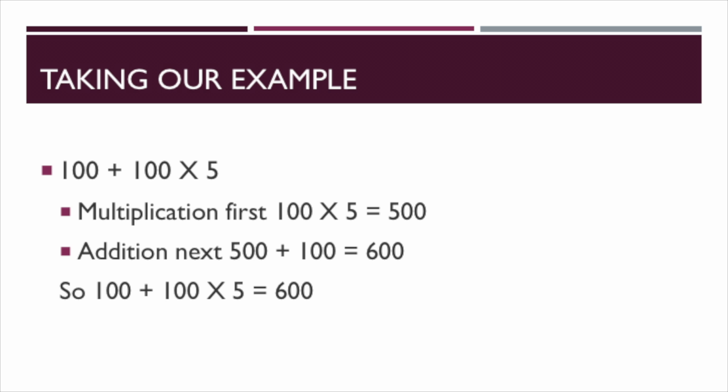So let's go back to our example of 100 plus 100 times 5. Multiplication first. So 100 times 5 equals 500. Division, we don't have any division, but addition is next. We have 500 from the 100 times 5, plus the additional 100 is 600. So 100 plus 100 times 5 equals 600.